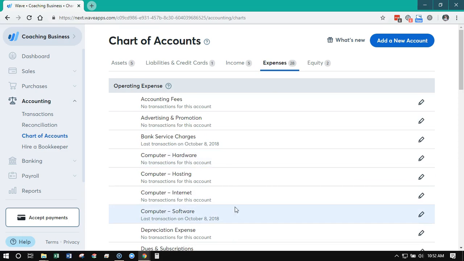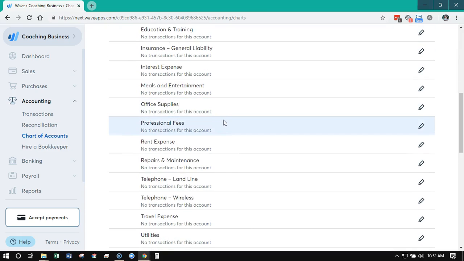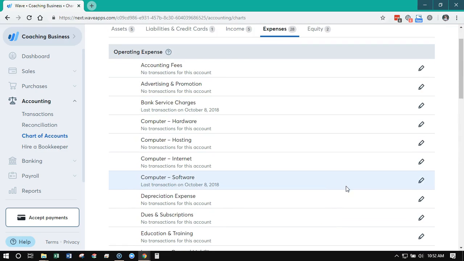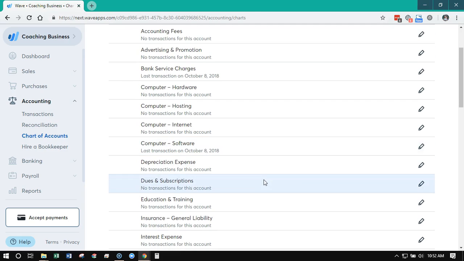Expense categories is obviously where there's going to be the most, because we break this down. Now this here is the default. Again, I find that there's a lot of categories on here that are redundant or not really necessary. Like I don't use computer internet or computer hosting. I basically have hardware and software, or sometimes I'll change this to not even say computer. It'll just be software subscriptions.